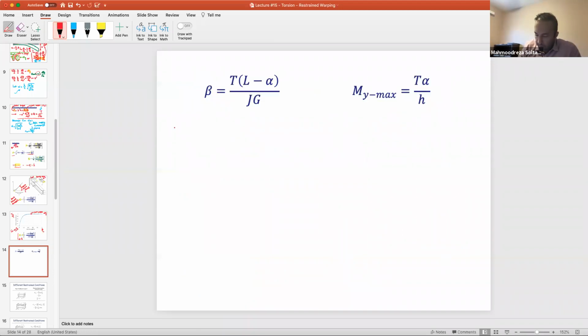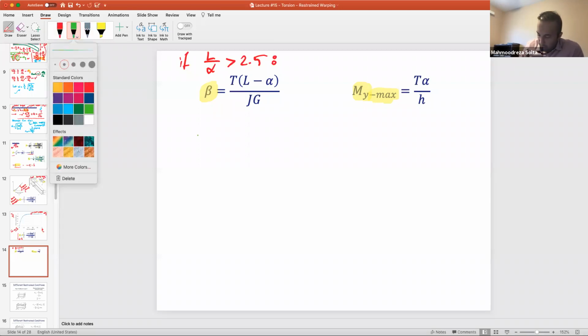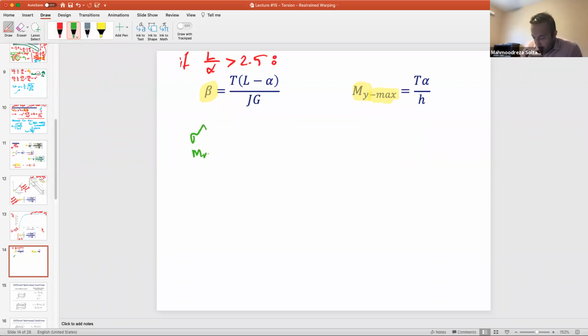So this would be this expression, right? The beta would become this. So here I just want to write that if L over alpha is more than 2.5, this would be the value for beta. This would be the value of my max, T alpha over H. Your sigma, maximum bending stress, would be what? Well, you know that is M y max over I, right?